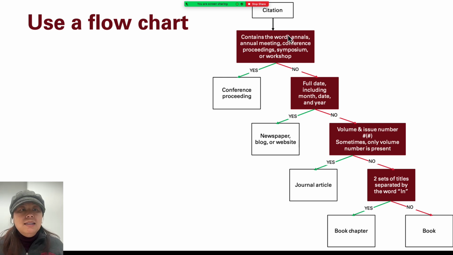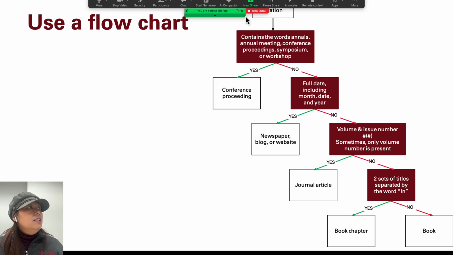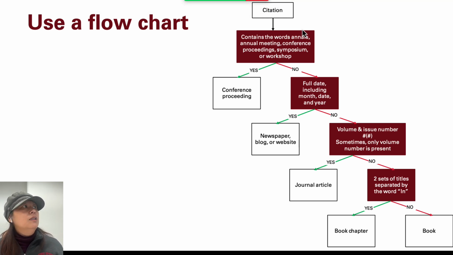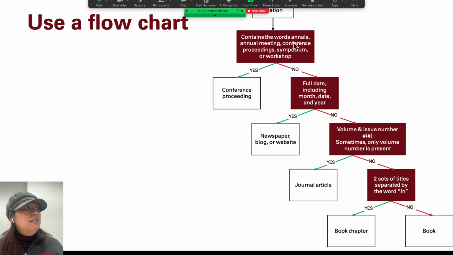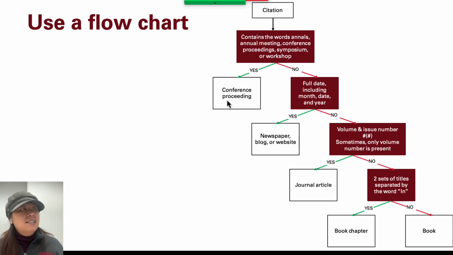What you would do, and this flowchart is found on page 3.1 of your module, okay, is you can take the citation, whatever citation it is, and run it through these different stages. So for example, if you take the citation and it's got any of these words, annals, annual meeting, conference proceeding, symposium, or workshop, it's a conference proceeding.